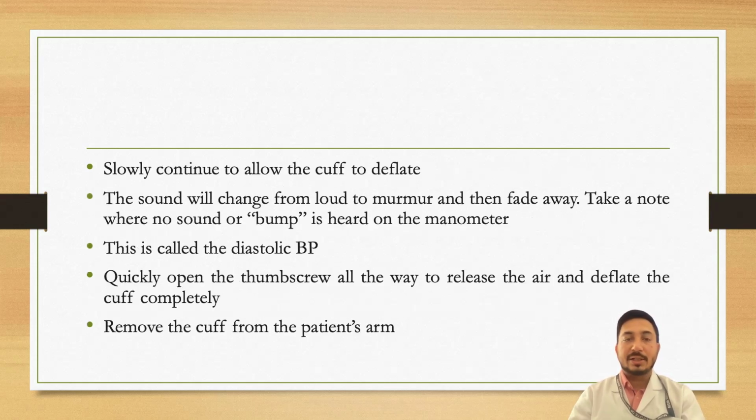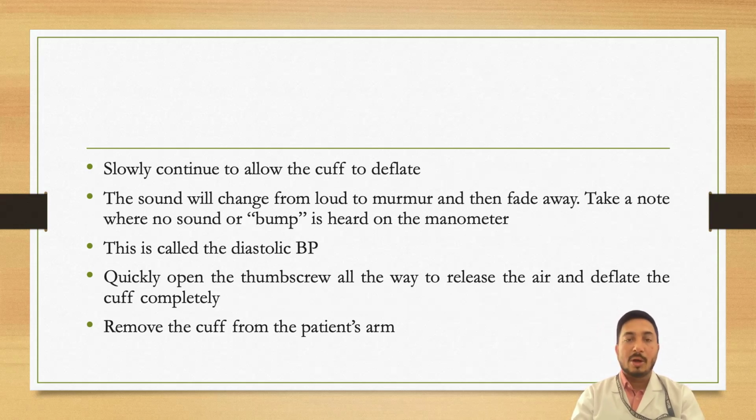Okay, then continue deflating the cuff. The sound will change from loud to murmur and then fade away. Okay, take a note where no sound or bump is heard. The point where the sound stops, okay, that will be your diastolic blood pressure. You have to make a note of it. So the point where the sound appears first, that will be the systolic blood pressure, and the point at which the sound again disappears, that will be your diastolic blood pressure.